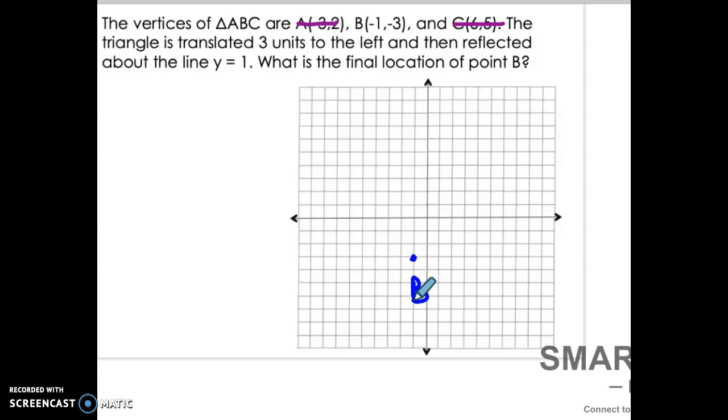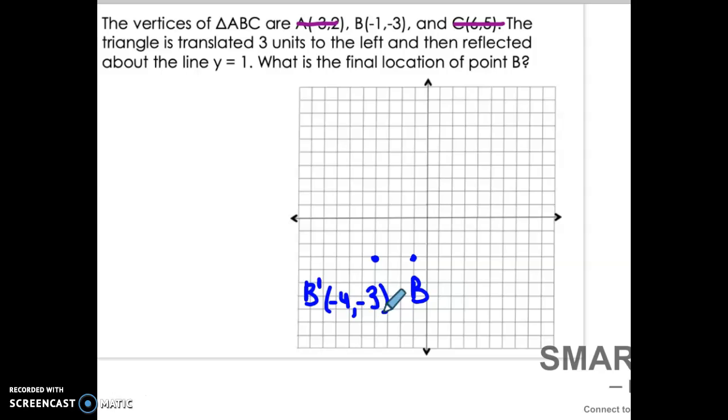After we've plotted B, we can do our first transformation. So it says we're going to translate this point 3 units to the left. So from here, we're going to go 3 units to the left and plot another point. This point we're going to call B prime because it's point B after our first transformation has happened to it. And point B prime has the coordinates -4, -3. All right, so we've done the first transformation. We've turned B into B prime.